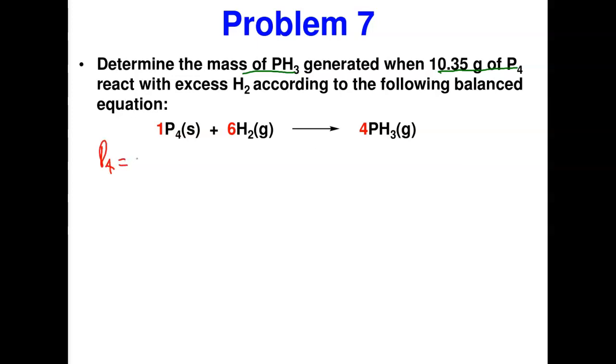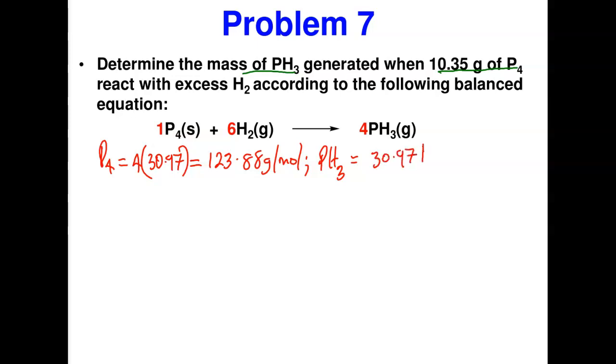So P4, of course, will be 4 times the molar mass of phosphorus. If you look it up, it's going to give you 30.97. If you multiply this, it's going to give us this in grams per mole. And again, the molar mass of PH3 will be 1 mole of phosphorus, 30.97, plus, there are 3 atoms of hydrogen there, so 3 times 1.01, and that will give us 34.00 grams per mole. So we have what we need to solve this problem.